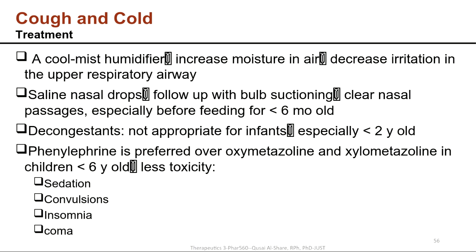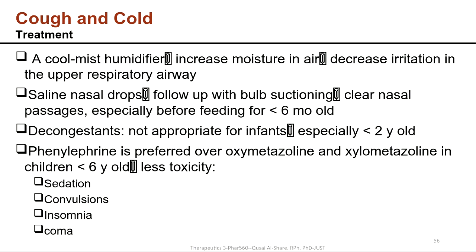In addition, it's recommended to use saline nasal drops or nasal spray, followed by bulb suctioning. With bulb suctioning, you insert the bulb inside the nose of the infant to clear the nasal passageways. This way you take the mucus out of the child's nose, especially before feeding, because if the nose is blocked, they can't breathe and eat at the same time, especially since those who are 6 months and younger breathe from the nose.